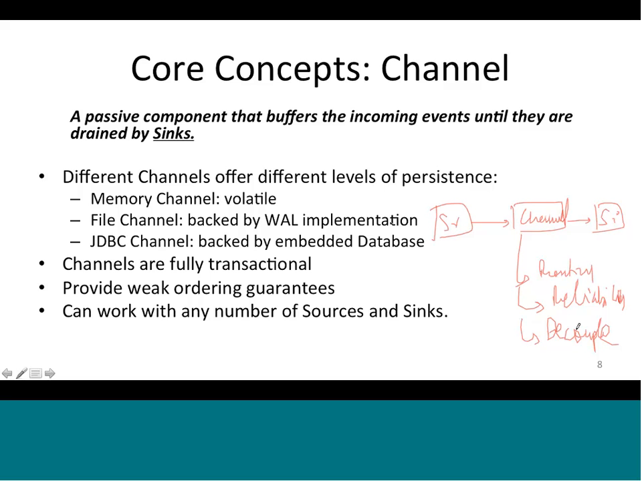So in that sense, there are three different types of channels. There's a memory channel, which is volatile, which means it's not going to give you reliability. If something happens within the agent, you will have a problem at hand.